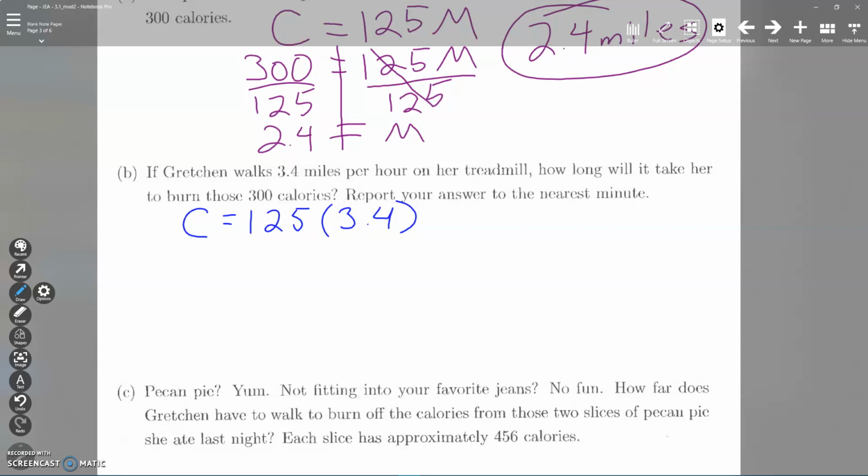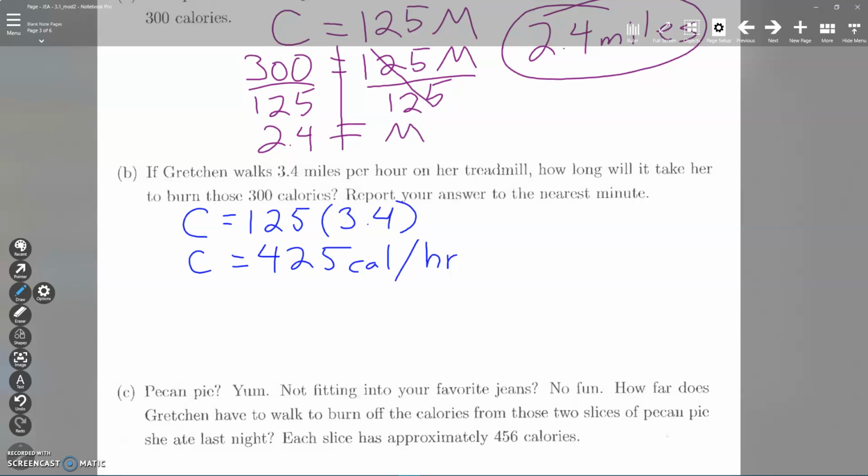We multiply 125 times 3 4/10 miles. We're going to get the number of calories that she can burn as 425 calories. So 425 calories per hour. All right, now how does that help us? Well, we need to know how long it will take her to do 300 calories.